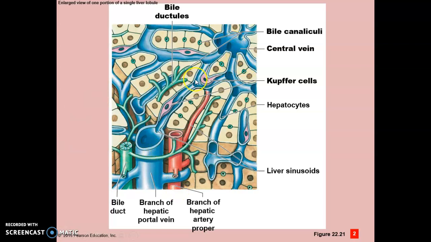So here are the bile ductules. Here the Kupffer cells are pink. Your sinusoids here are all draining into the central vein here.